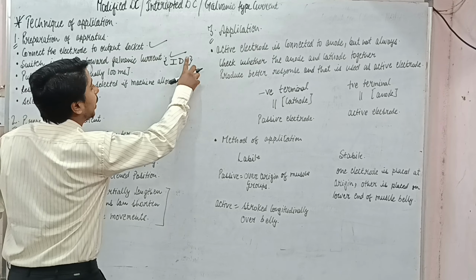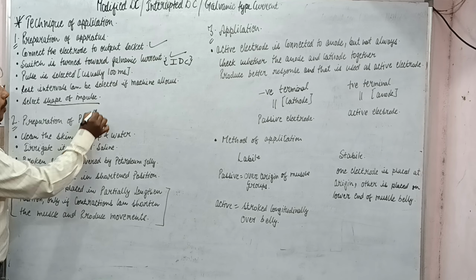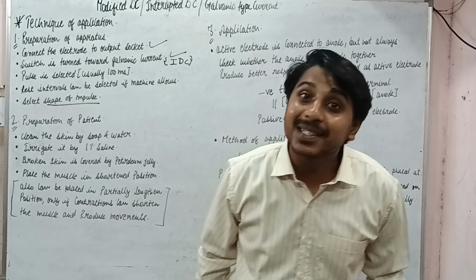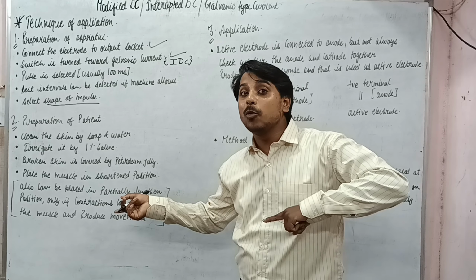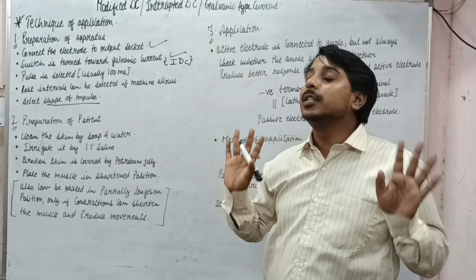Next, the pulse is selected, usually at 100 ms, that is the pulse duration, and the rest interval is also selected. Then select the shape of impulse. Definitely you will be using slowly rising pulses. Why? Because it helps to accommodate the innervated muscle, so only the denervated muscle will be stimulated.